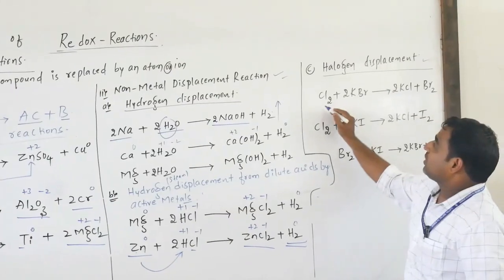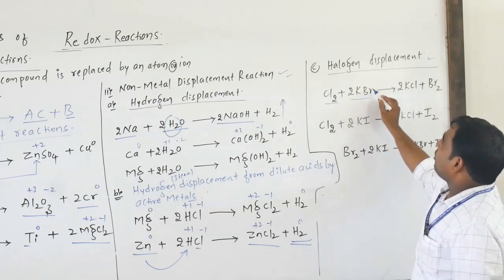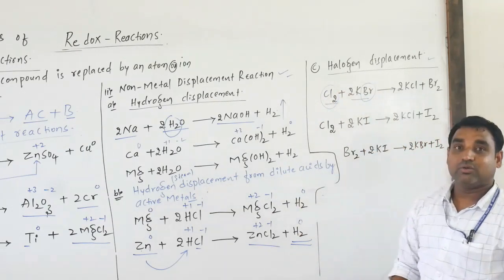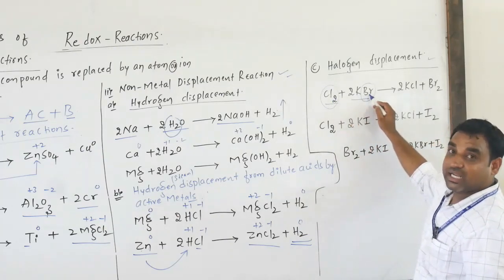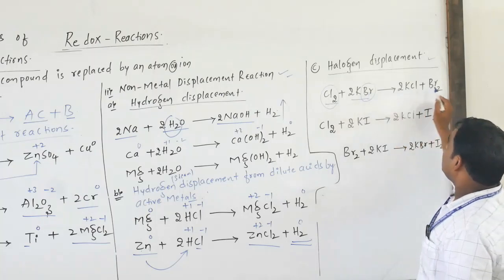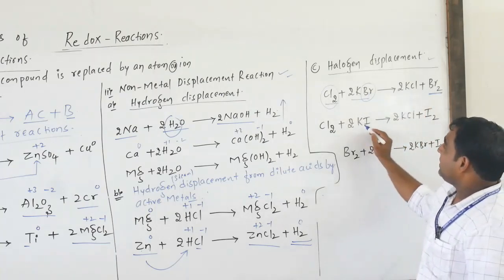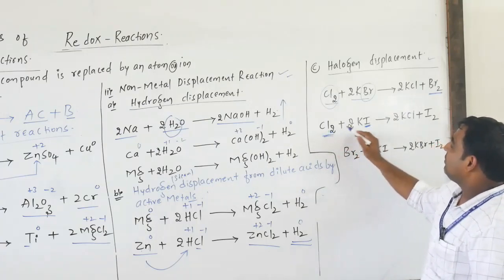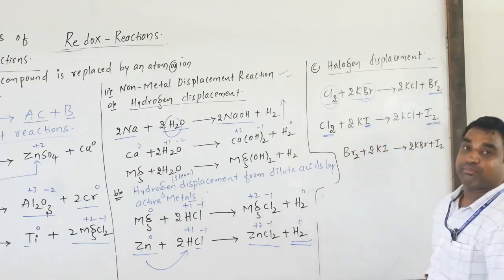So here chlorine reacts with the KBr. So now bromine is a halogen, chlorine is another halogen. There are two halogens. So now one halogen will replace the other halogen. Chlorine halogen replaces the bromine, and a bromine molecule is formed. Now here also the same. Iodine is one halogen, chlorine is a halogen. This chlorine will displace the iodine from the solution. Hence I2 will be formed.